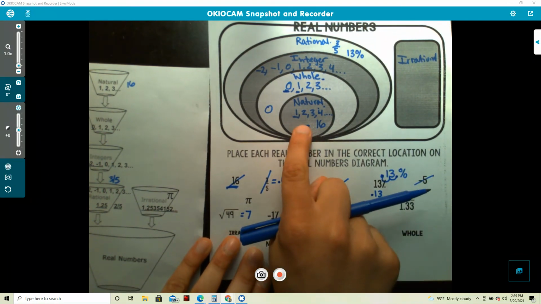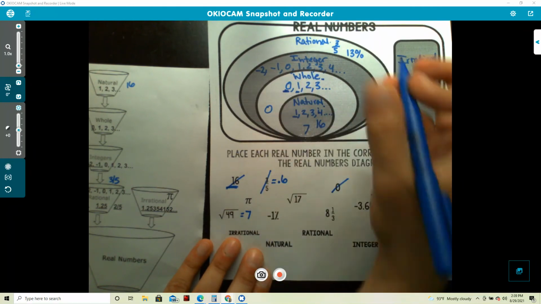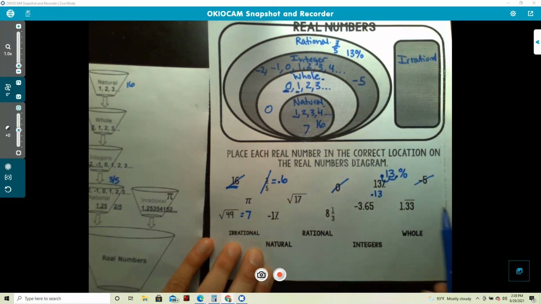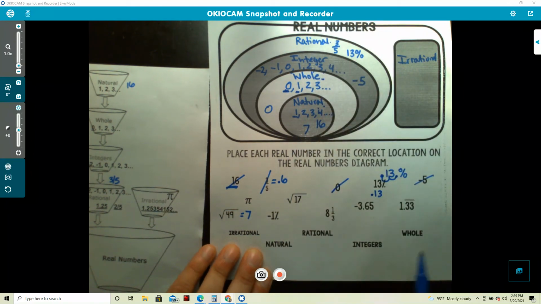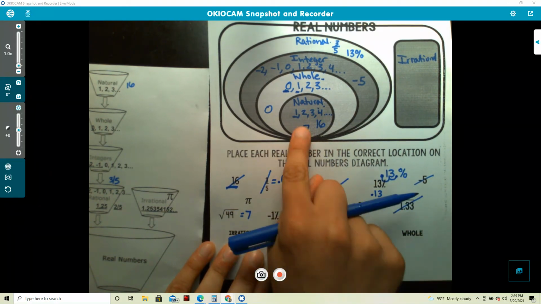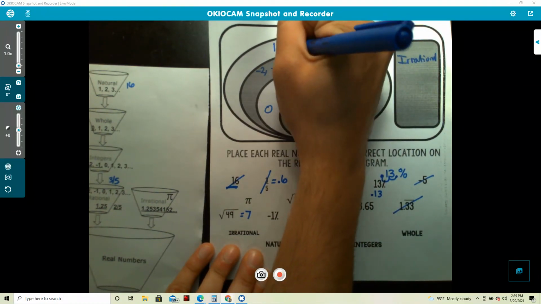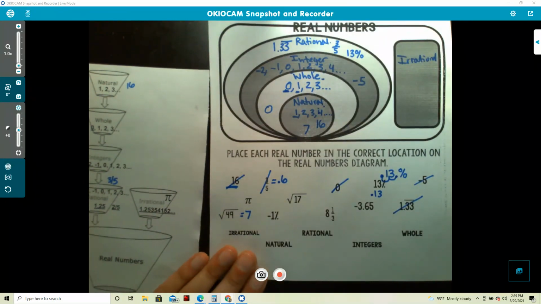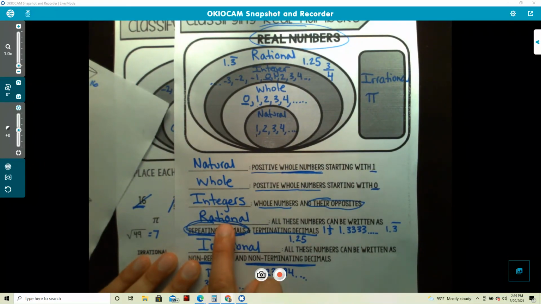-5. Can't fit this category, can't fit this category. It's an integer, so -5 would go here. So -5 is an integer and rational, and it's real. Okay, we got 1.33 repeating, so that's the example that I gave. So we said start from the bottom, can't go here, can't go here, can't go here, but it fits here. Repeating numbers, so refer back to your notes if you have to. So repeating numbers is rational.